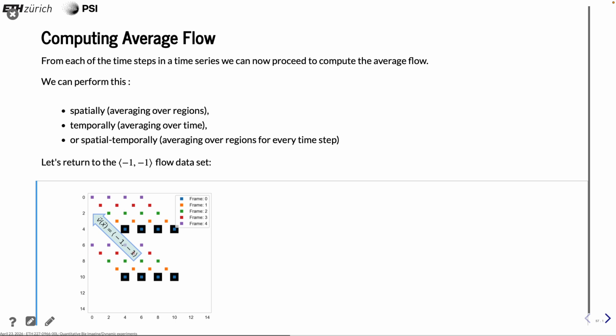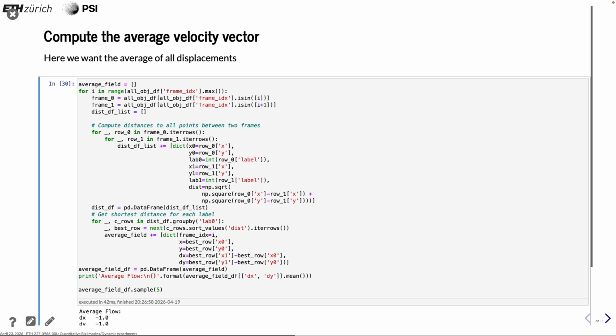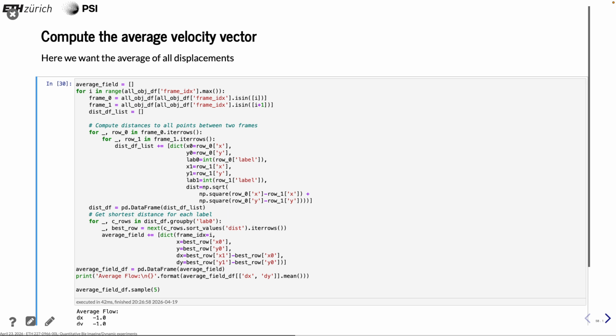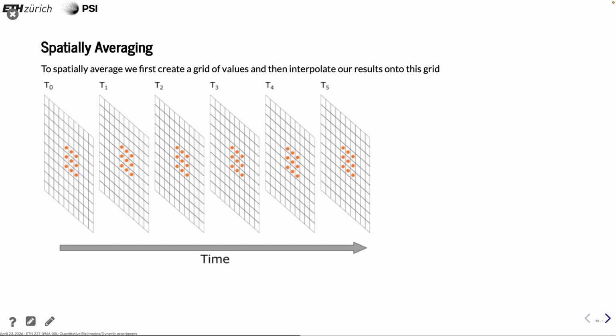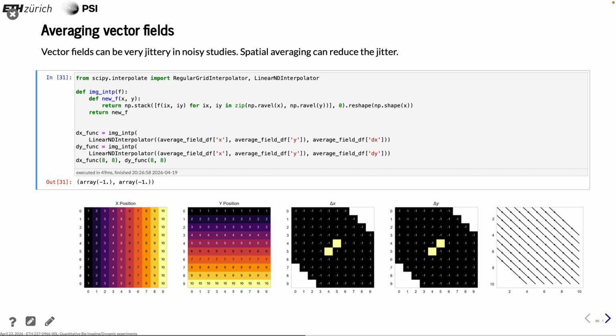So let's return to this -1 data set and see what we can do. This is the bookkeeping code that goes through all the frames and prepares a data frame for us. I'm not going into details, but here we have the spatial averaging illustrated. You have averaging within each frame, and then you're not looking at what's happening between time points. Then we can get some kind of flow like this, where we get an average effect over the whole image that gives us these arrow effects. This is just the position, and here we have the dx and dy's.